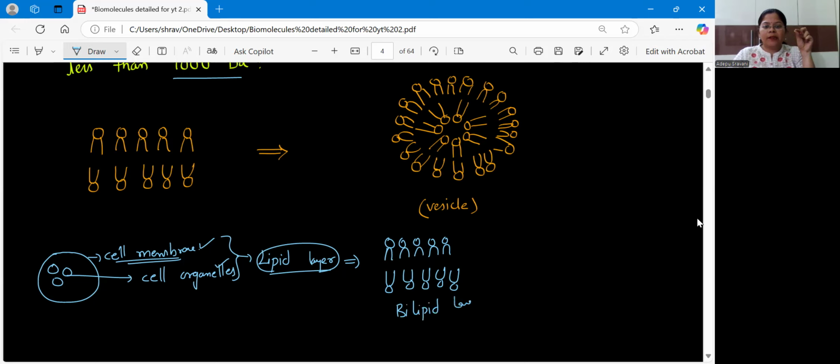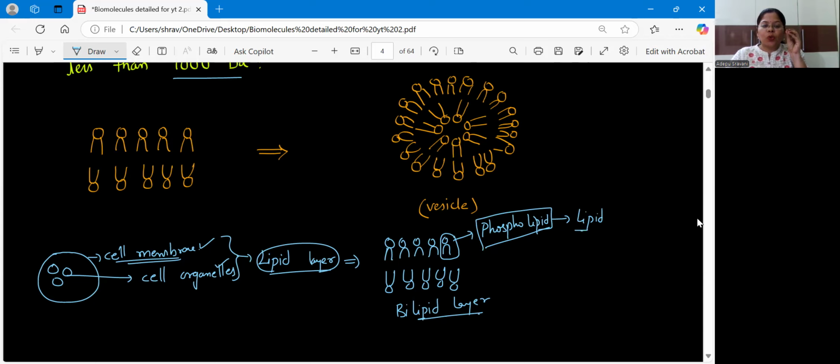Bilipid layer. And this lipid layer, if you consider this as the individual component, is nothing but a phospholipid. So basically, the entire cell membrane is made up of phospholipids, which are arranged one after the other, just like how I have drawn. So each component is made up of phospholipid, and each phospholipid is one lipid.